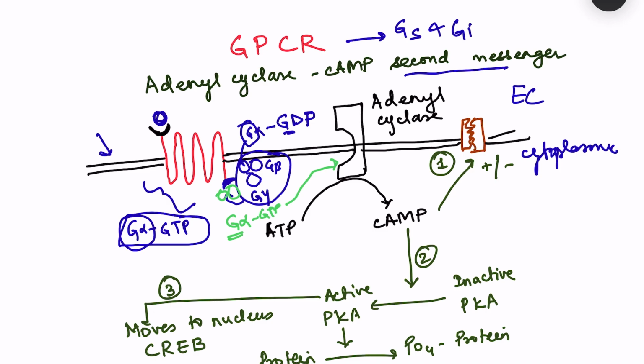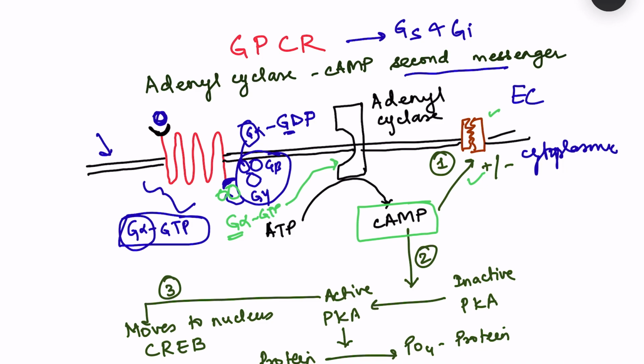Now, this activated adenyl cyclase enzyme converts ATP to cAMP. So cAMP is formed and this cAMP brings about multiple actions. One, it can open or close other ion channels which are present on the membrane. Here it is different from the ion channel linked receptors. It is an indirect opening of the ion channels because of the formation of cAMP.